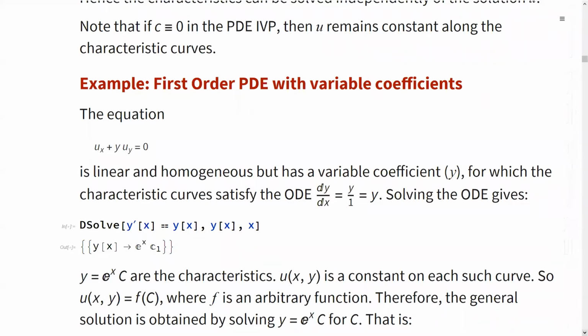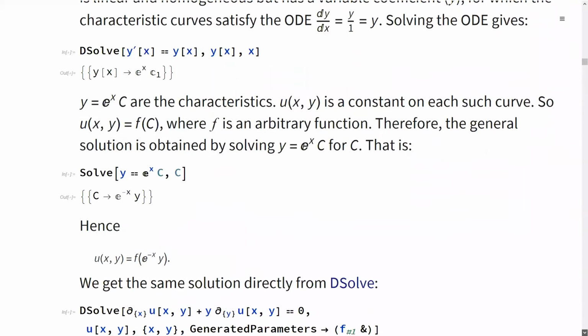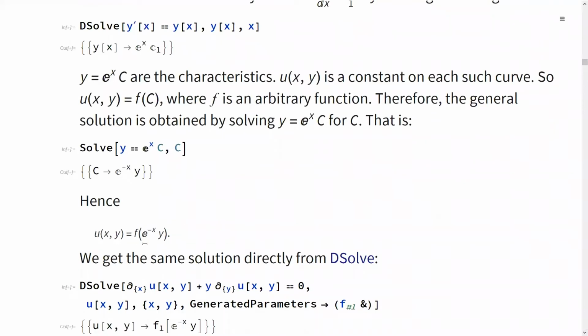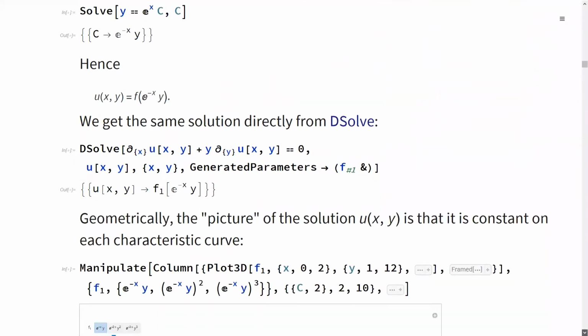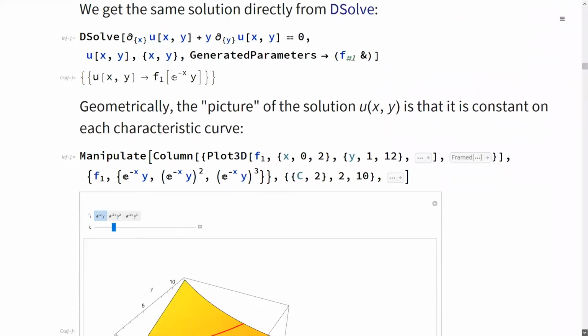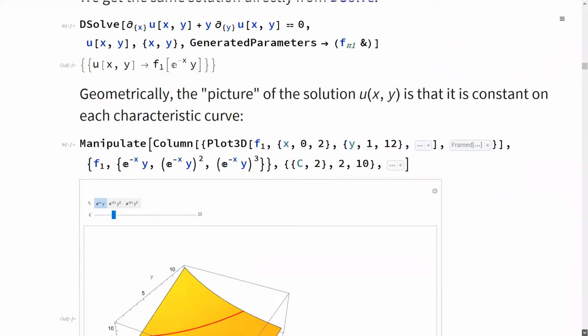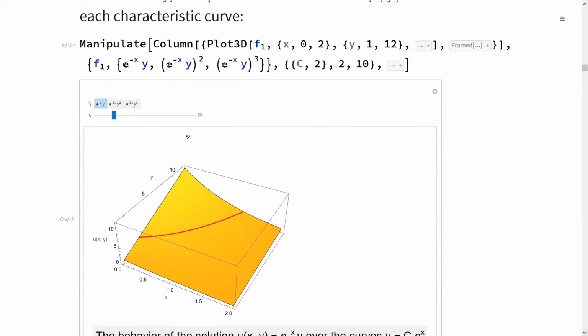So that is, we get the solution u is f of e to the power negative x times y. And this is the same solution that we get directly from DSolve. Geometrically, the solution u is constant on each characteristic curve, and here's an illustration of that. So the solution remains constant on the characteristic curves.